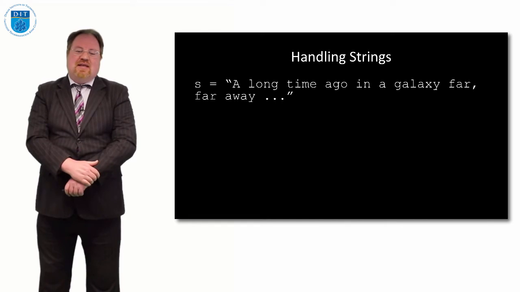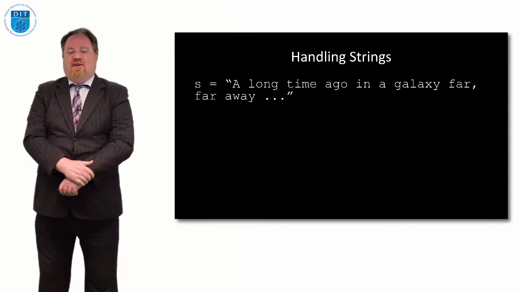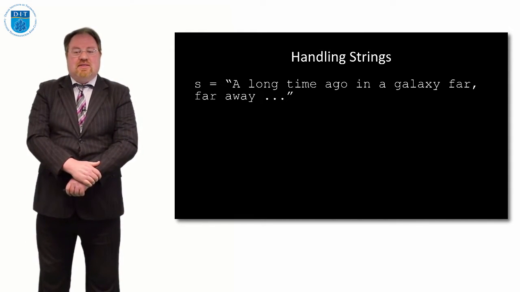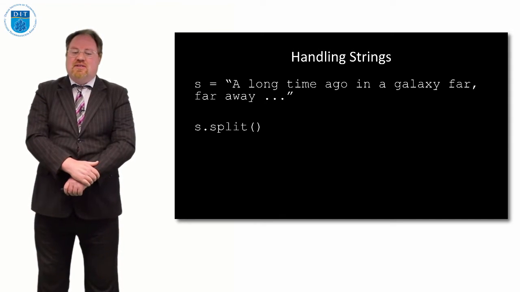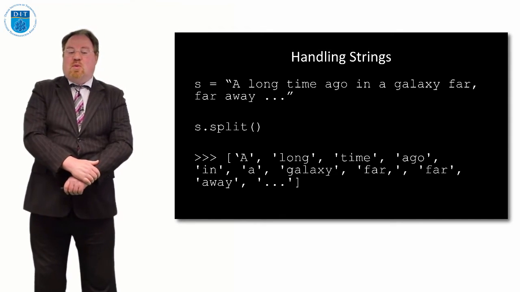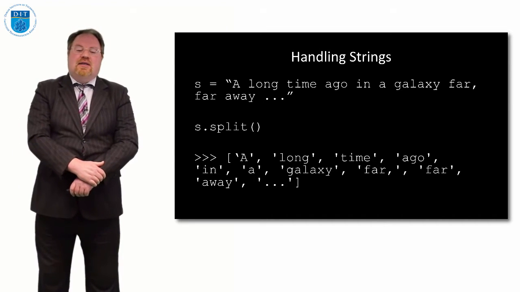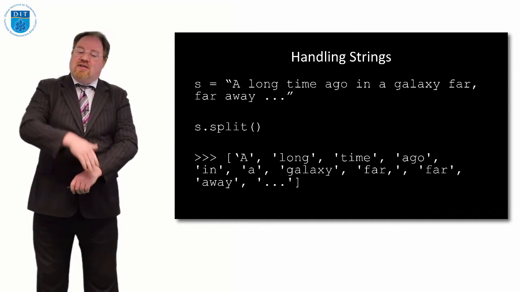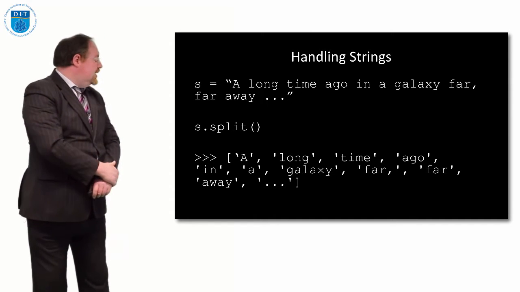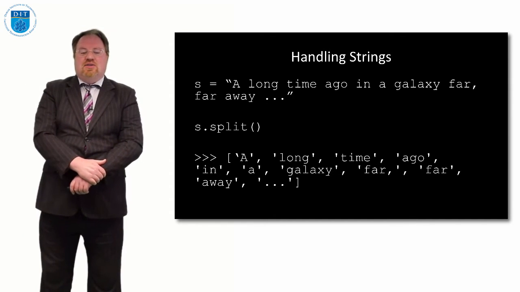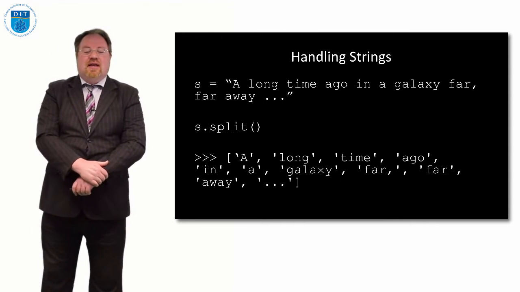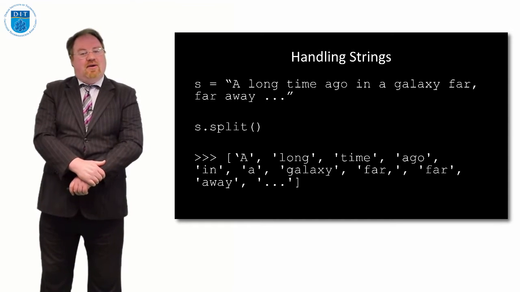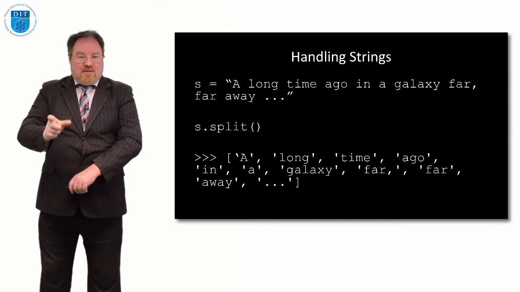So if I say s is assigned, quote, a long time ago in a galaxy far, far away, once that string has that variable name s, if I say s.split(), what that means is it will split the string into each individual word within the string, and it will put them in an array. So now it's created an array, and the array contains a number of strings. Each string is each word within the original string. So a long time ago in a galaxy far, far away, ... are now separate elements in an array.